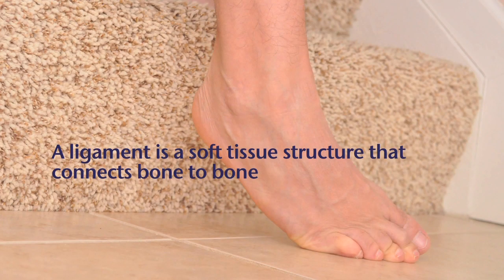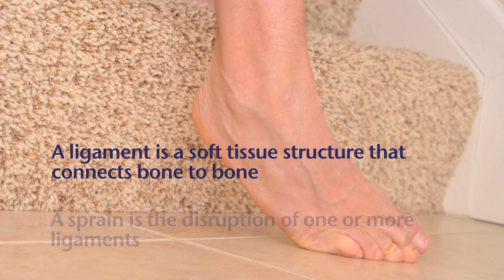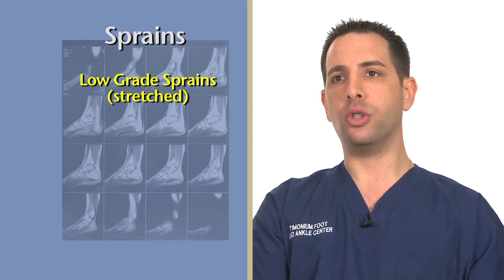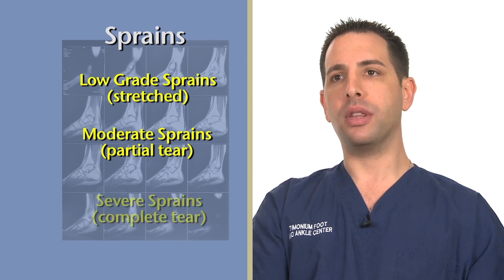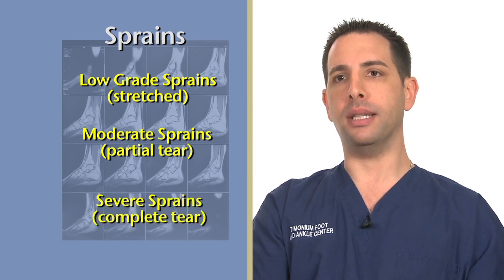Ligaments are soft tissue structures that connect bone to bone. A sprain is defined as some level of disruption of one or more ligaments. With a low-grade sprain, the ligament is stretched. With a moderate sprain, there is a partial ligament tear. And with a severe sprain, there is a complete ligament tear.